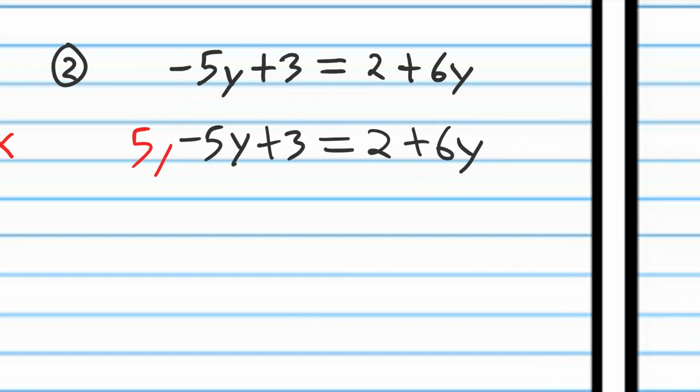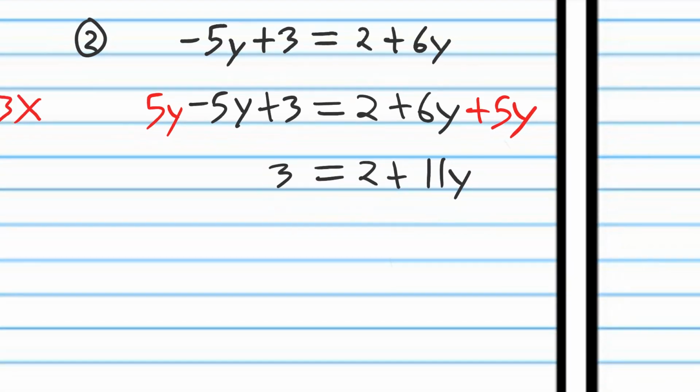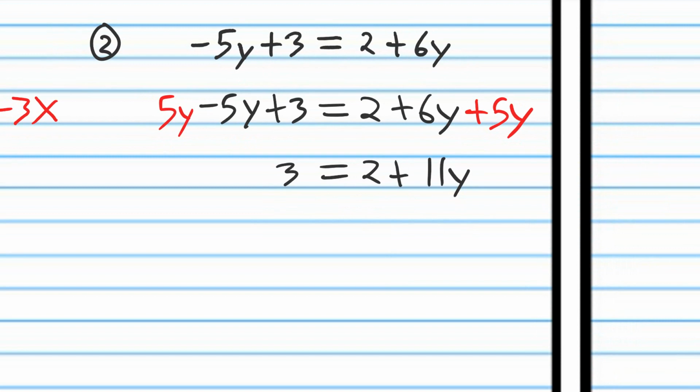So I'm going to put 5y over here and 5y over here. So I'm adding 5y to both sides. And I end up with 3 is equal to 2 plus, and 5y plus 6y is 11y. So now all the letters are combined on the right side of the equation. All right, so now we have to rewrite that result.